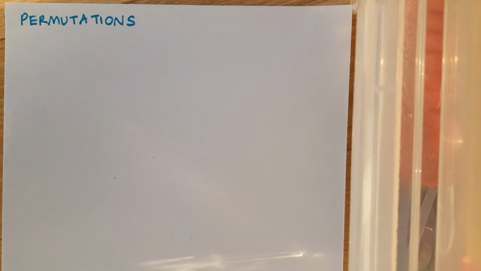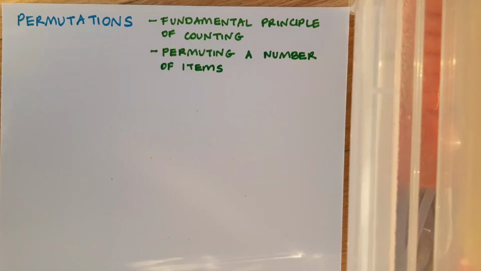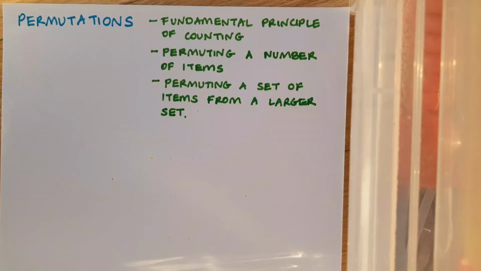The first section of our Probability 1 chapter is called Permutations, and in this section we'll be looking at the fundamental principle of counting, permuting a number of items, and permuting a set of items from a larger set, or we could call this permuting a subset of items. We'll start off with the fundamental principle of counting.